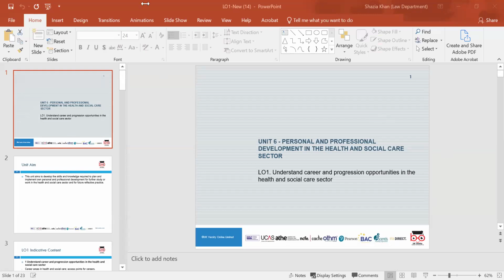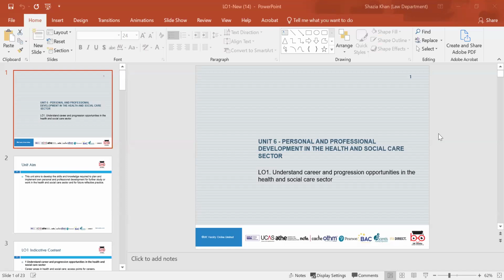So today's session is on personal and professional development in the health and social care sector. My name is Shazia Khan, and hopefully you're all on the right unit. It's Unit 6. We're just going to go through the elements of the unit. It's a level 3 unit. Are you all on the right unit? Yeah? It's personal and professional development in health and social care.